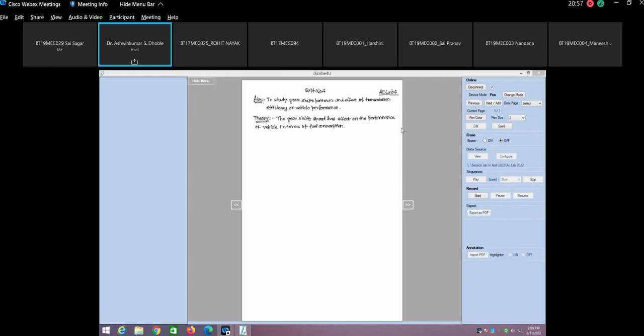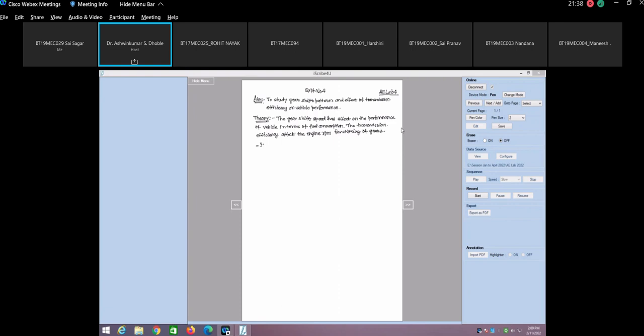The transmission efficiency affects, the next sentence will explain this, the transmission efficiency affects the engine RPM for shifting of gears. Okay.